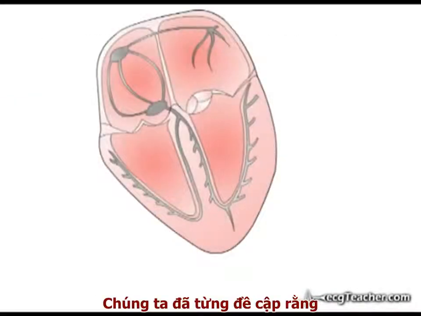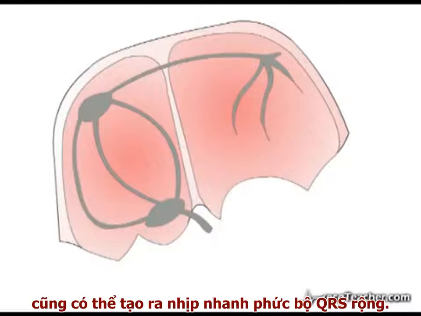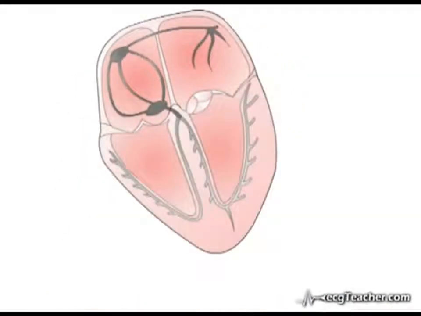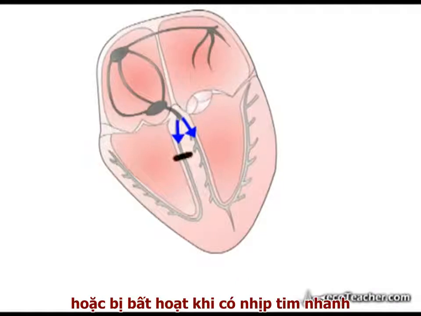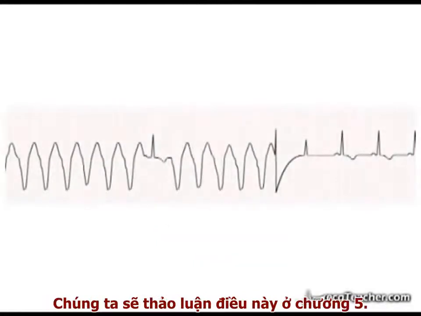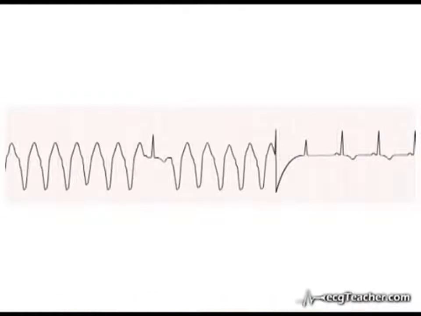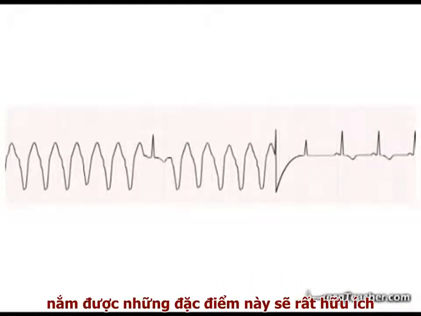We have already mentioned that it is possible for a focus situated in the supraventricular region to generate a broad complex tachycardia. This situation arises if a component of the ventricular conducting system is damaged or fails to function at higher heart rates. Distinguishing such a broad complex tachyarrhythmia from VT is a major challenge, which we will discuss in section 5. There are several features of VT which help us to make this distinction. Far from being detailed, a knowledge of these features will come in very useful.